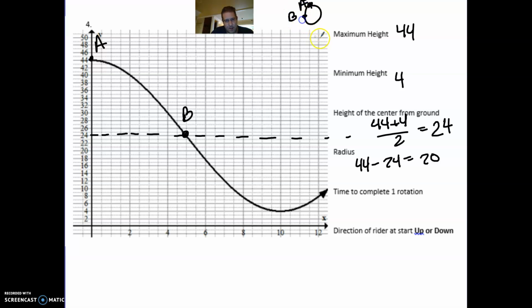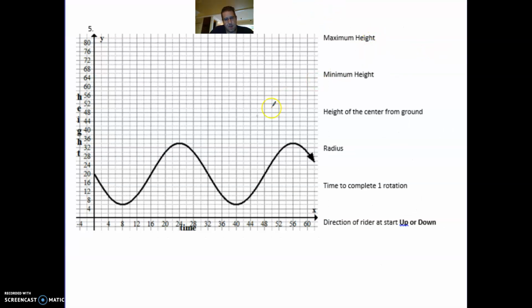So then we go down to here to B, and then down here to C, and that's halfway around the circle. So that takes 10 seconds to go halfway around the circle, which means it would take 20 seconds, or double that, to make it all the way around the circle. And this one was going down to begin with. So we started here to here to here to here. Technically, you could have been going the other direction. We don't really know. It does not matter in the end.